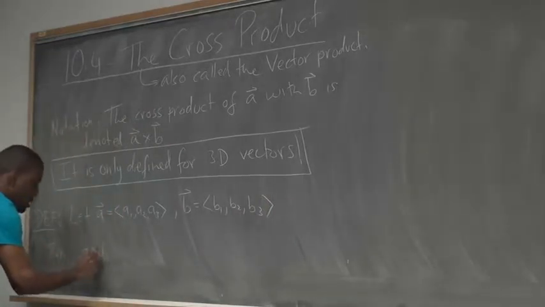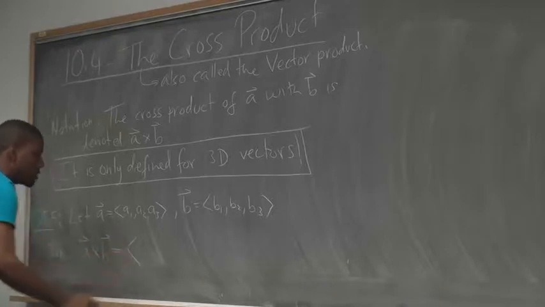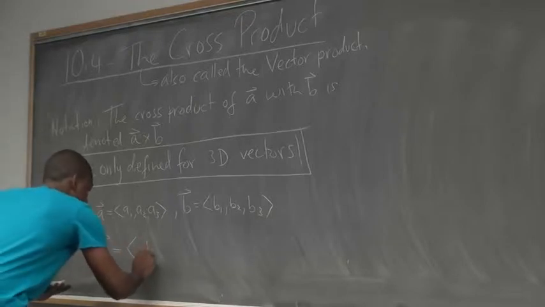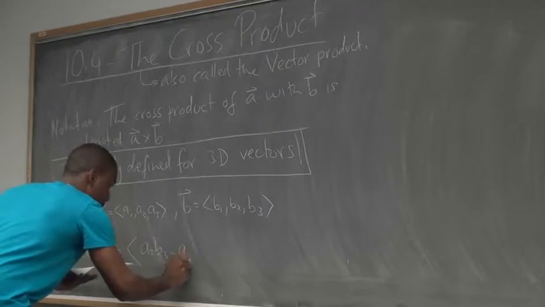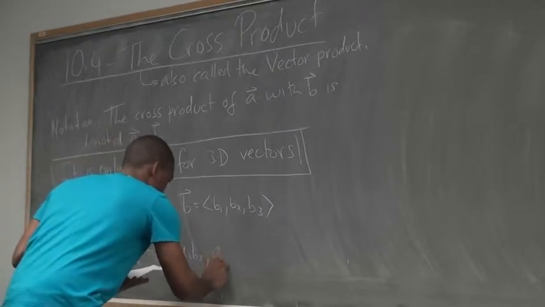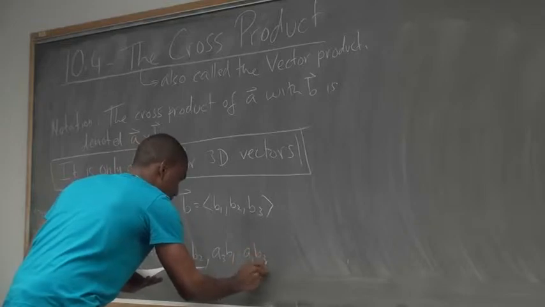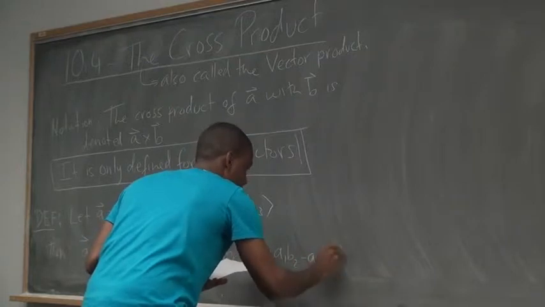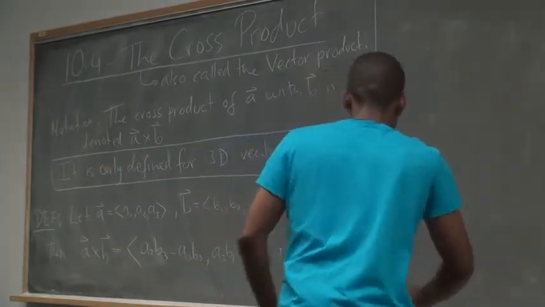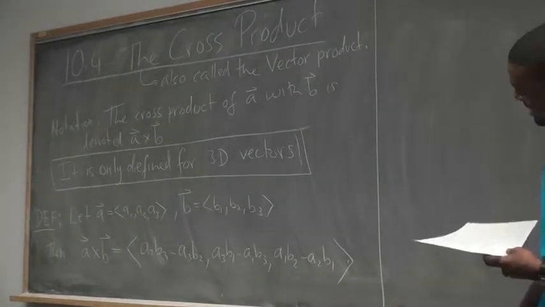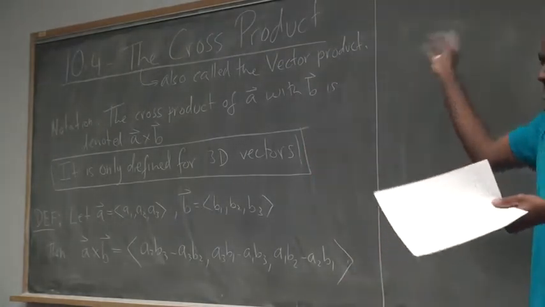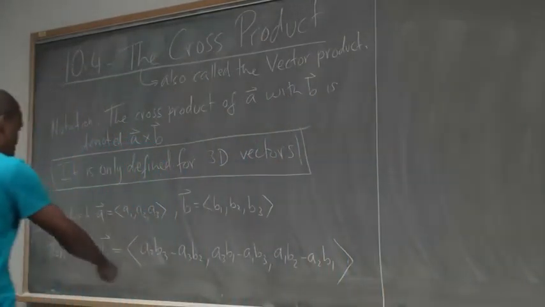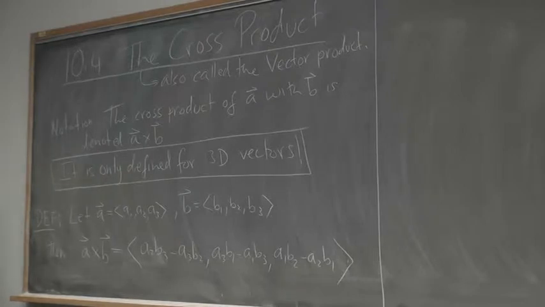Then A cross B is defined to be another vector, and here's the vector. A2 B3 minus A3 B2. A3 B1 minus A1 B3. A1 B2 minus A2 B1. Which is super intuitive. Obviously, why wouldn't you define a product that way? This monstrosity is called the cross product, and yes, I want you to memorize it.